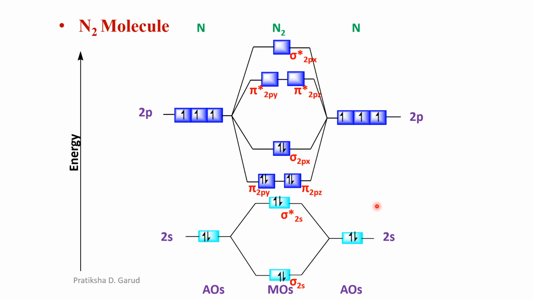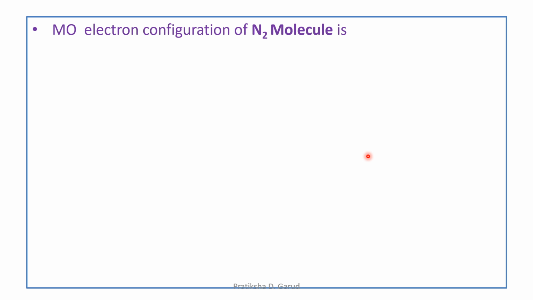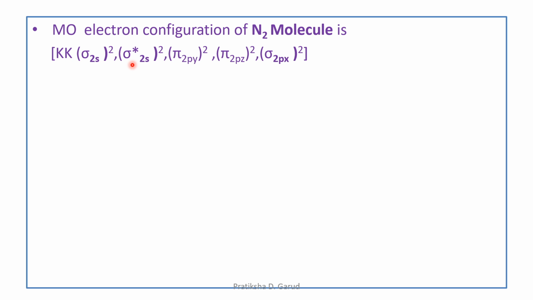So while writing the MO electronic configuration, first of all we have to use the letter KK for the 1s. Then next will be sigma 2s2, sigma asterisk 2s2, pi 2py2, pi 2pz2, sigma 2px2, pi asterisk 2py0, pi asterisk 2pz0 and the sigma asterisk 2px0. So let us see this. MO electronic configuration of the N2 molecule is KK, sigma 2s2, sigma asterisk 2s2, pi 2py2, pi 2pz2 and sigma 2px2. That means all the electrons, they are filled in the lower.